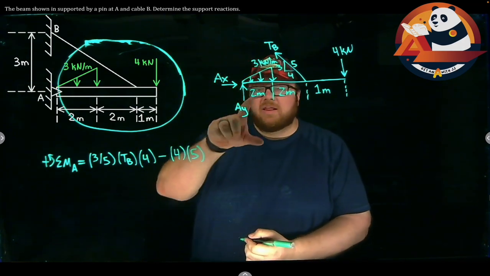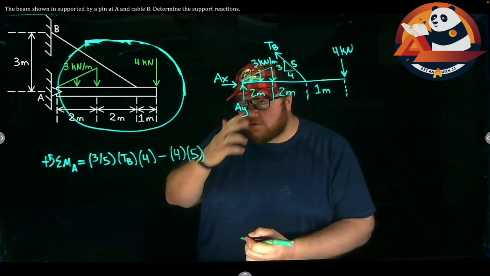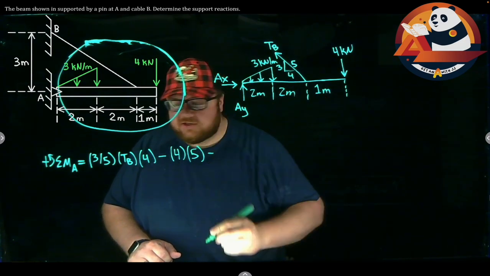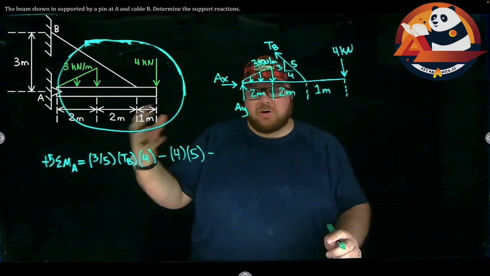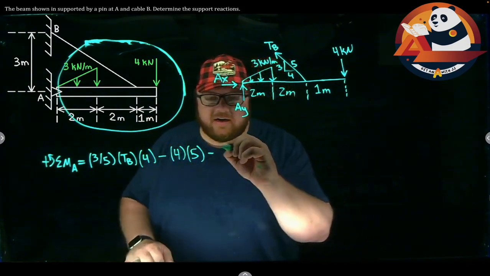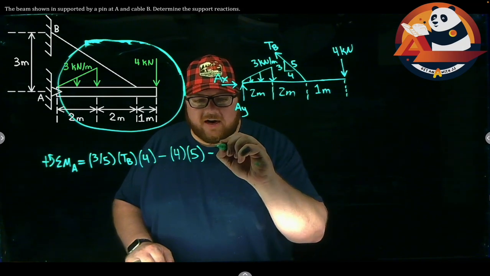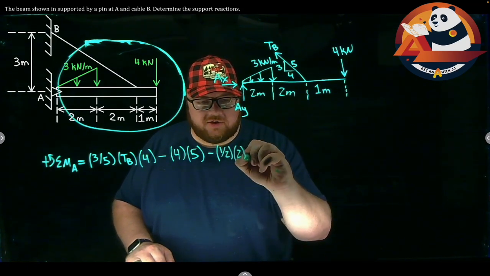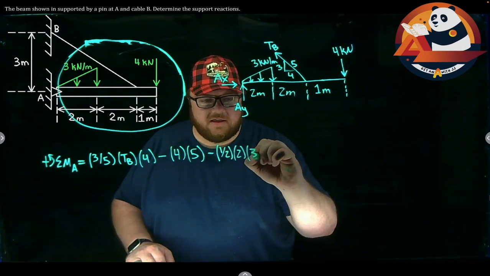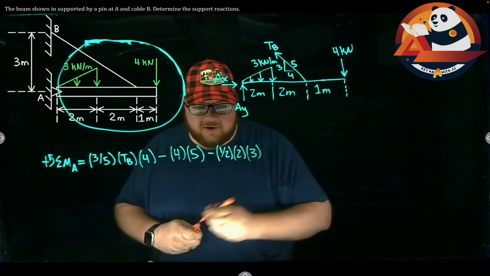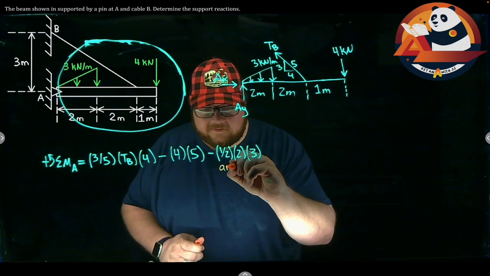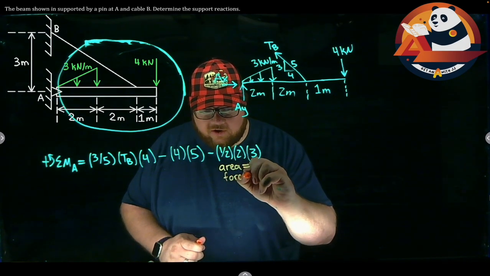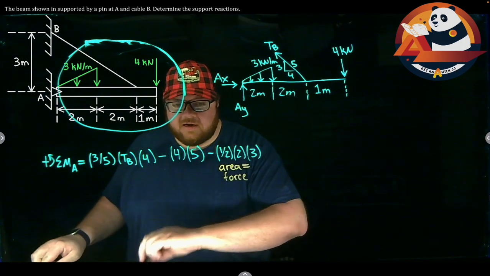And then finally, one last thing to deal with, I need that distributed load. That whole distributed load will cause a clockwise rotation, so minus. Remember, the force part of a distributed load is the area. So the area of this triangle is 1/2 base 2 times height 3. Where this is the area, which equals the force for our moment in here.